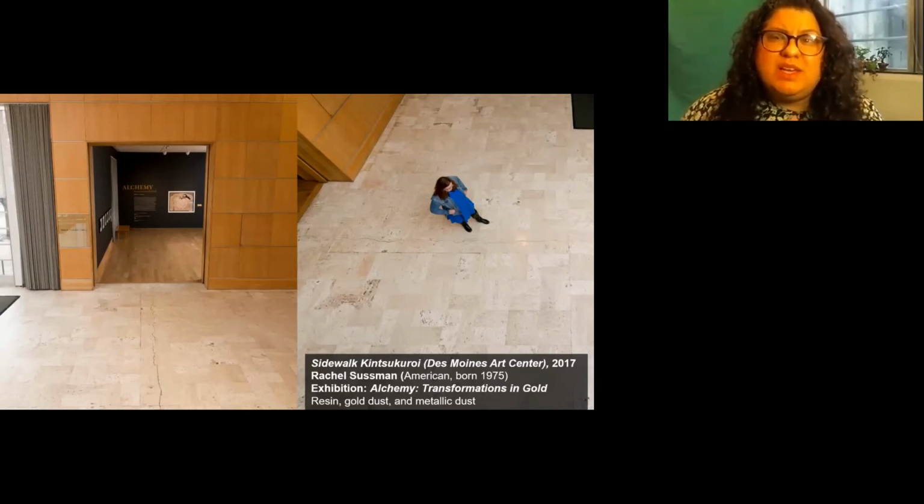Sidewalk Kintsukuroi expands on the traditional Japanese art of kintsukuroi, which means to repair with gold, which is traditionally performed on ceramics. Sussman took it literally out into the streets. At the heart of this idea of such golden repair is that something is made more beautiful for having been broken.